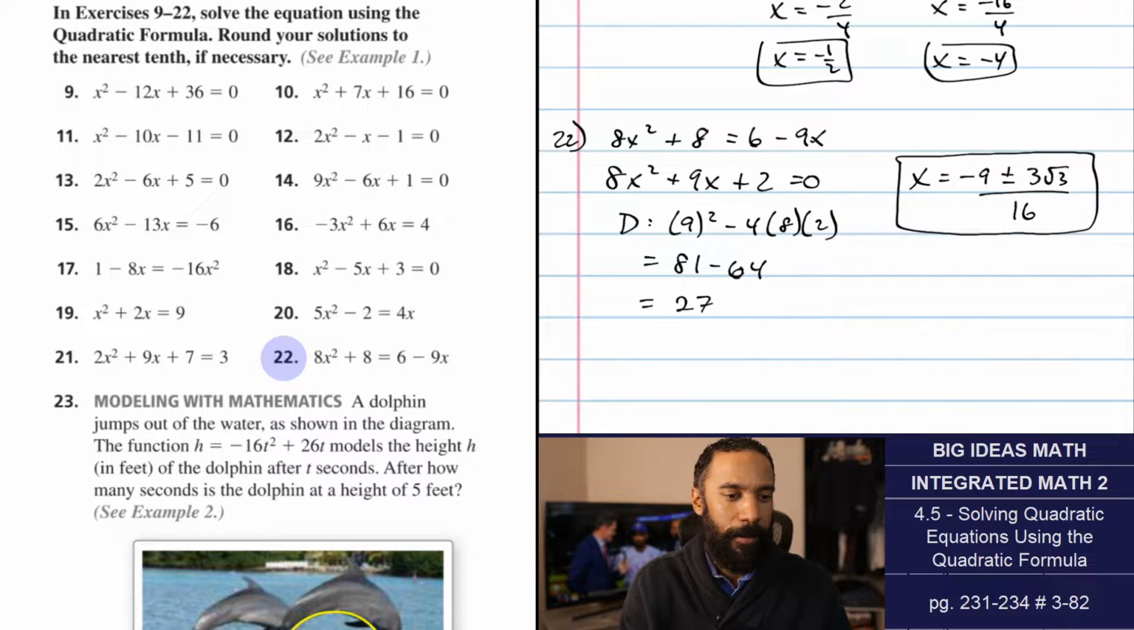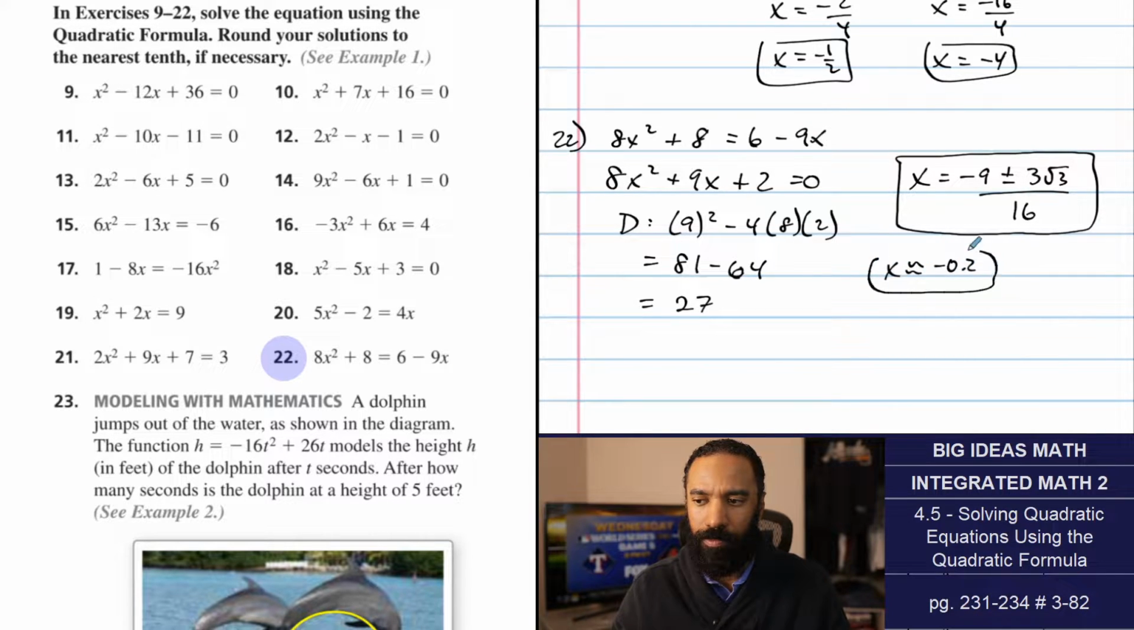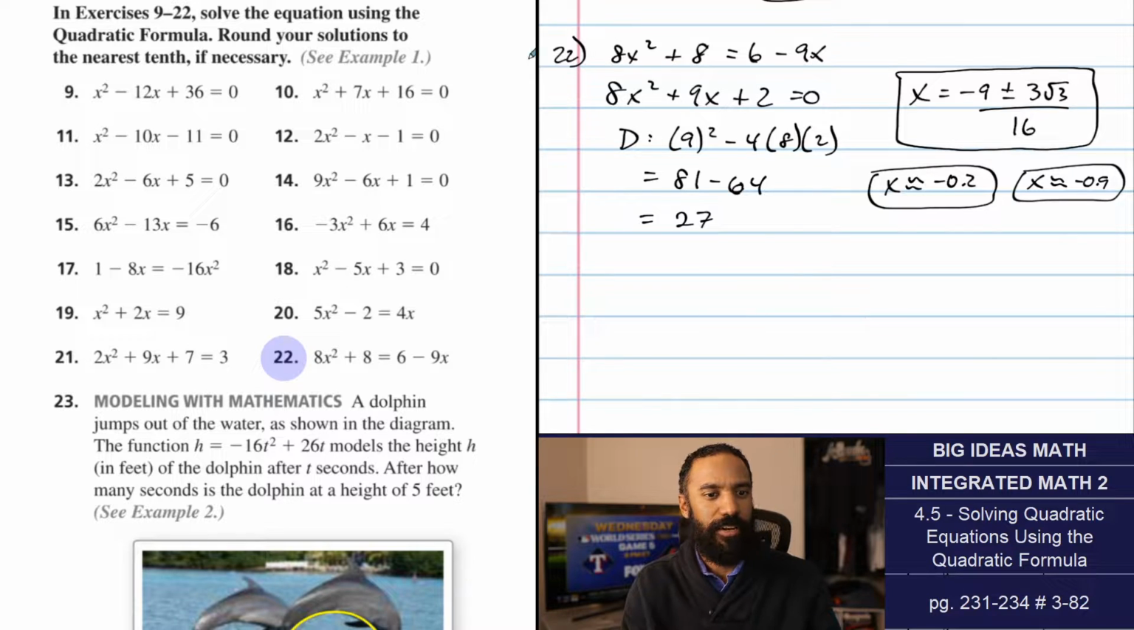So negative 9 plus 3 root 3 divided by 16, and negative 9 minus 3 root 3 divided by 16. I'm getting negative 0.2 and negative 0.9 about. We're rounding to the nearest tenth, so negative 0.2 and negative 0.9-ish. All right, that's the end of that set.